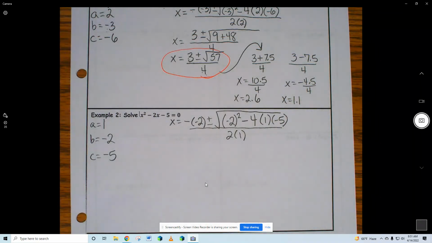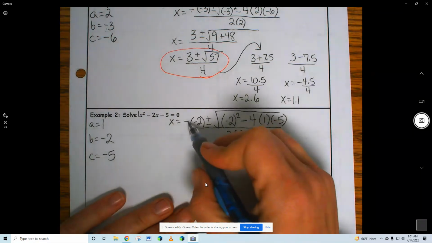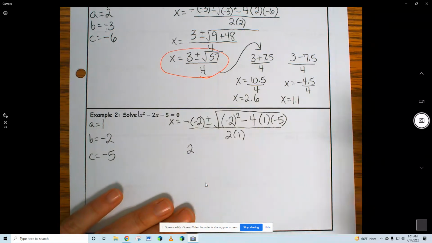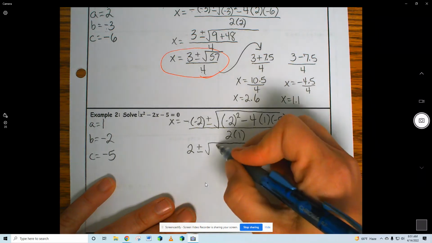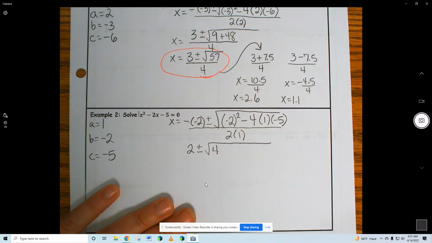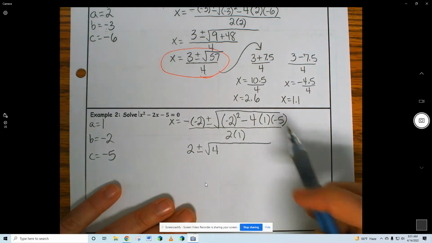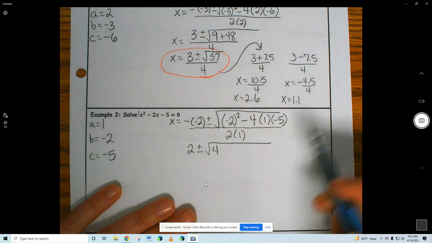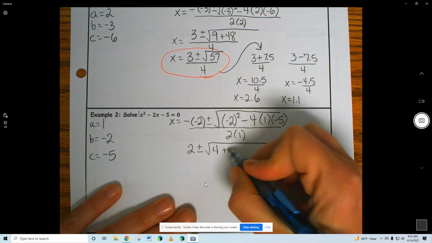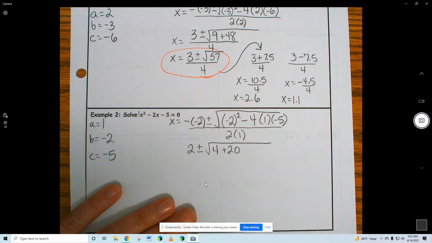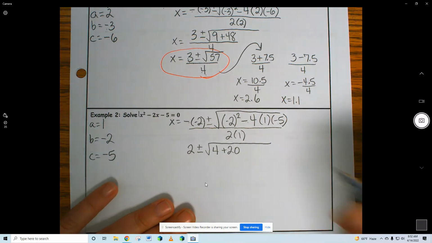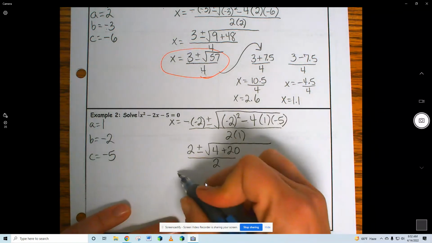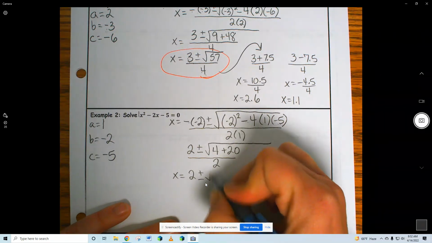All right. So, negative negative 2 is just 2, plus or minus the square root. Okay. Negative 2 squared, 4. And then negative 4 times 1 times negative 5. What's that? 20 plus 20. Two negatives are going to be a positive. This negative from this negative 5 is going to give me a positive plus sign. Over 2. 2 plus or minus the square root of 24.